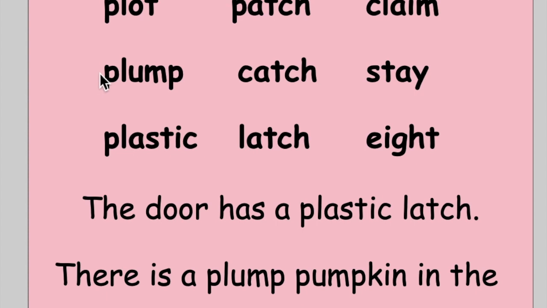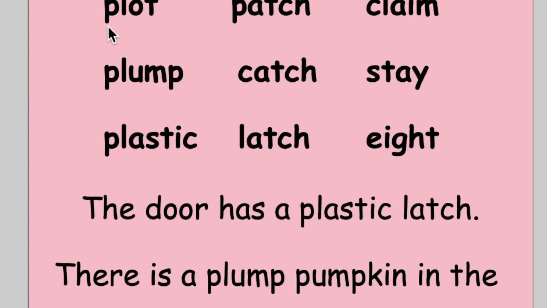Plot. Think. Plump. Think. Plastic. Think. Patch. Think. Catch. Think. Latch. Think. Claim. Think. Stay. Think. Eight. Very good. Okay, you know these words? Let's read them nice and quick.